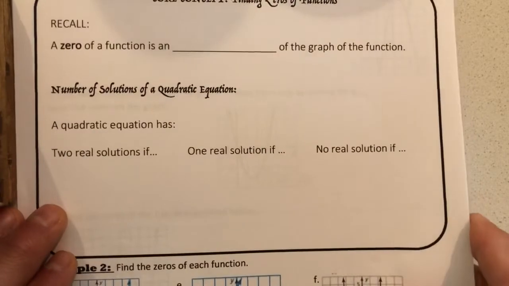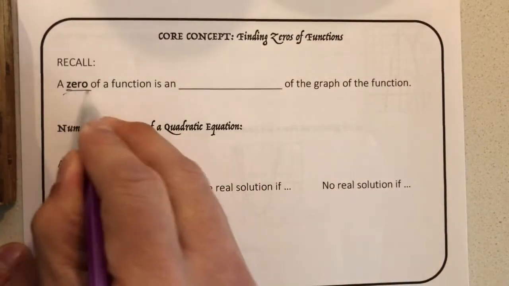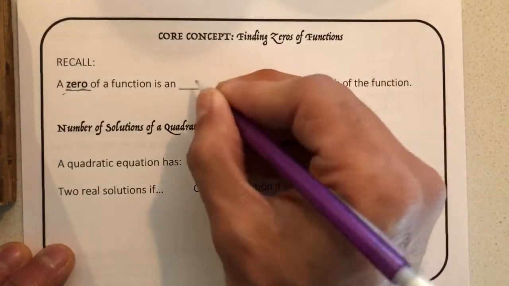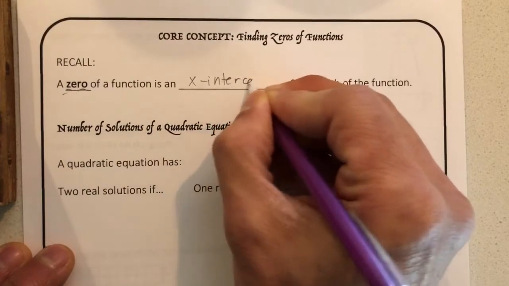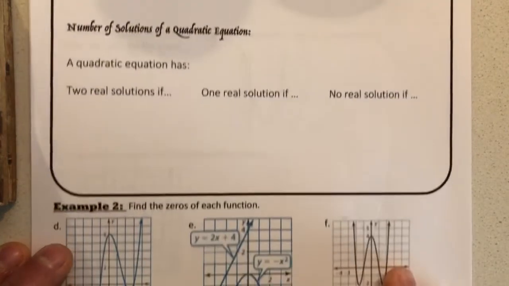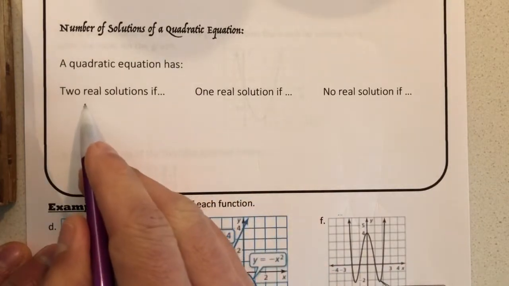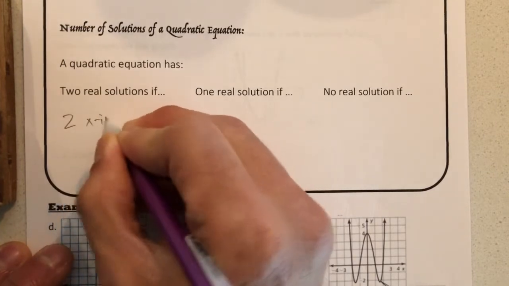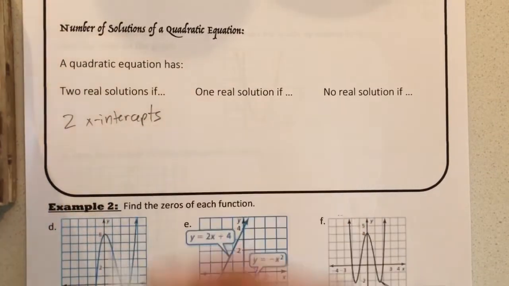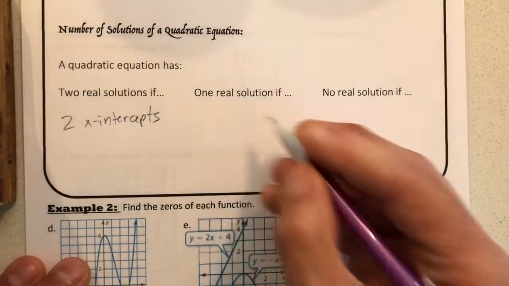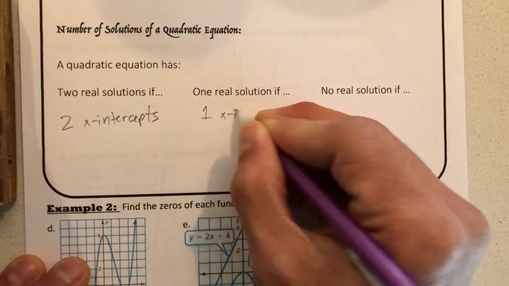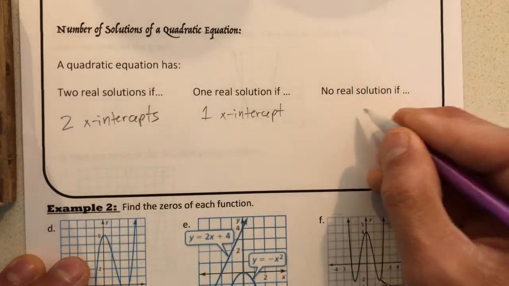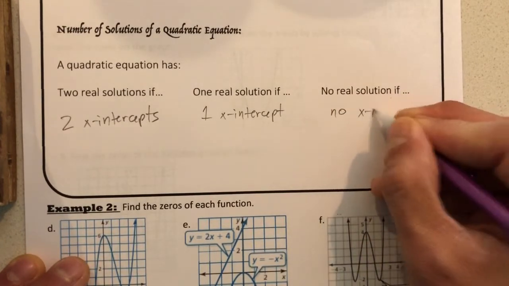All right, some quick vocabulary here. When they say the zero of the function, that's when the function equals 0 or a place where it is an x-intercept. So really simply, you'll get the idea on this. We don't even need to write all these in. There are 2 solutions if there are 2 x-intercepts, or 2 places where the graph hits the x-axis. There is 1 solution if there is only 1 x-intercept, and there's no real solutions if there is no x-intercept.